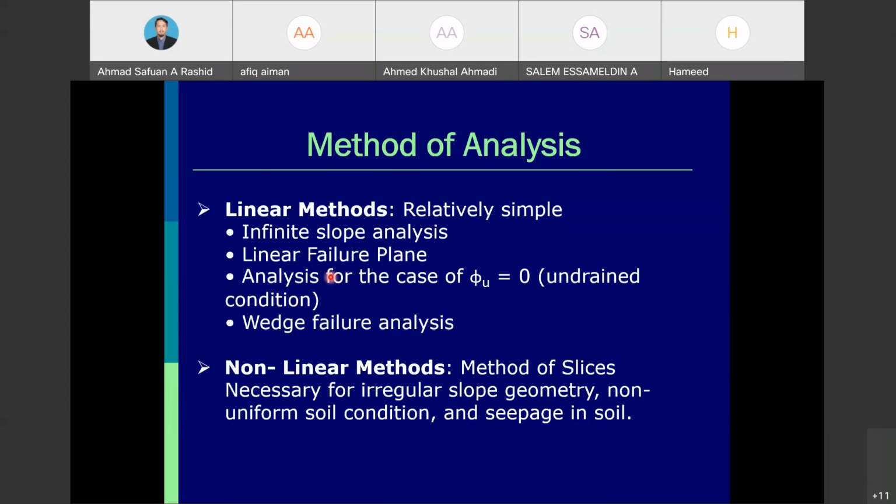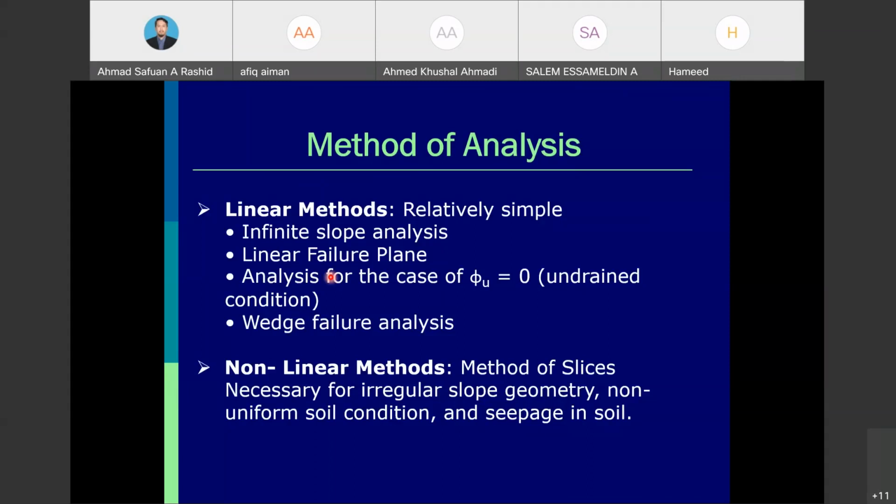There is analysis for the case of φu, which is the undrained condition. And there will be another approach, the wedge failure analysis, which I will not discuss in this subject, because it is more related to rock slope conditions.